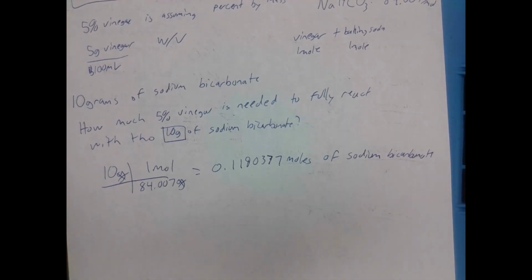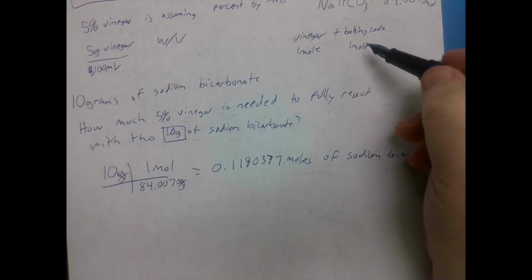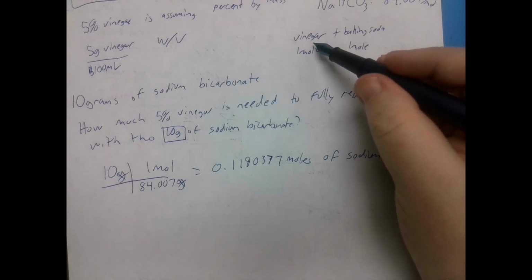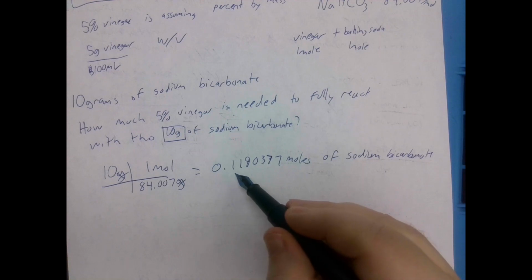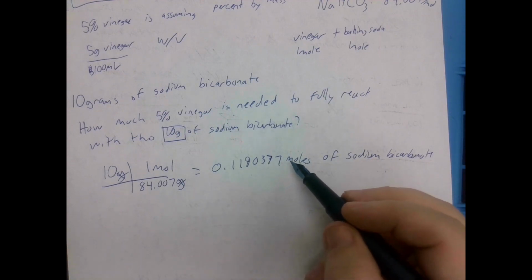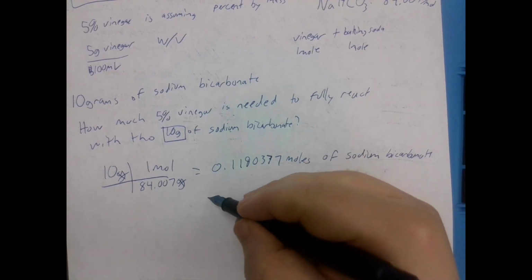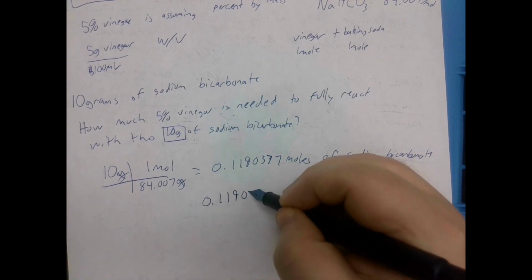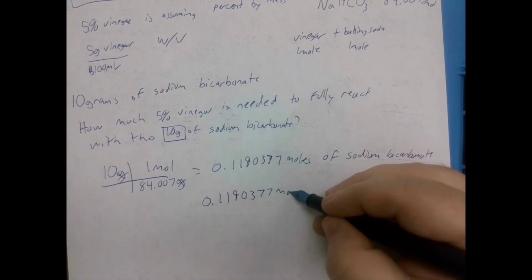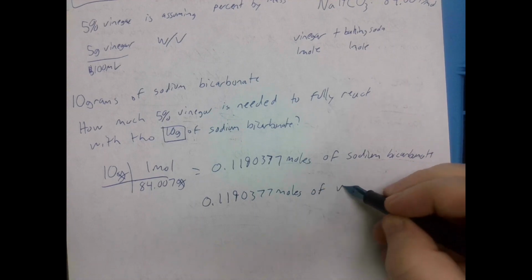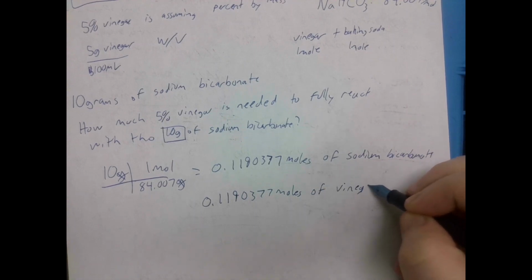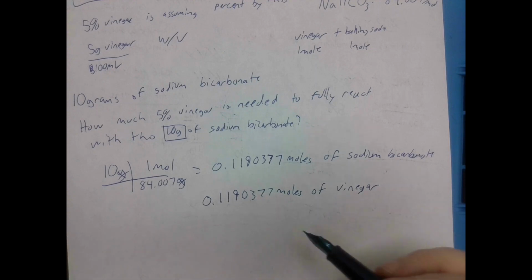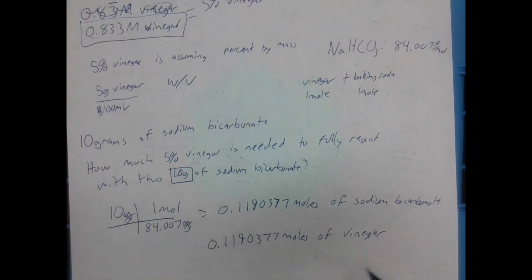And we know it's a 1-to-1 ratio. If we had 2 moles of baking soda, we need to use 2 moles of vinegar. If we have 0.1190377 moles of sodium bicarbonate, we need 0.1190377 moles of vinegar. And we have a ratio now. The molarity is the ratio that converts between moles and liters.